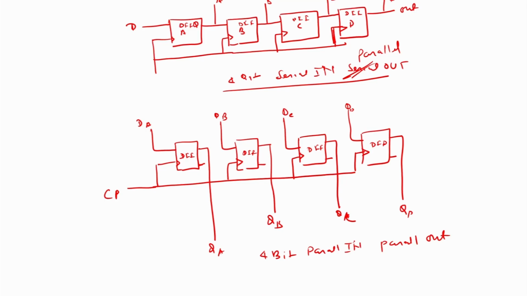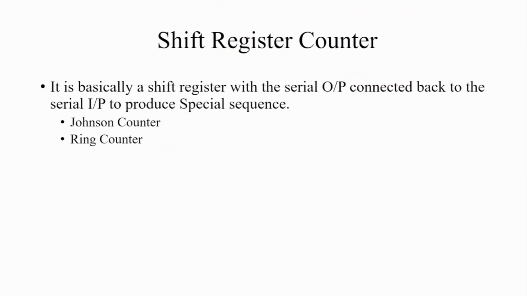Now here we discuss some special types of shift register that are generally used to produce a special sequence. Those registers are known as shift register counters, which are shift registers used for counting purposes, and that is why they are known as special counters. These counters are named the Johnson counter and the ring counter.